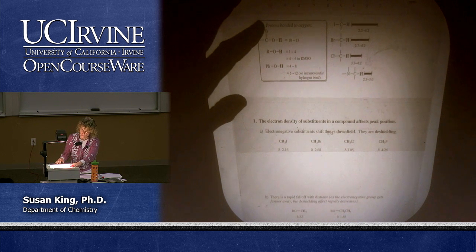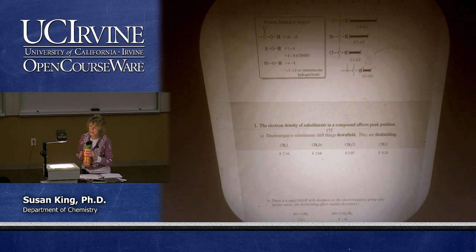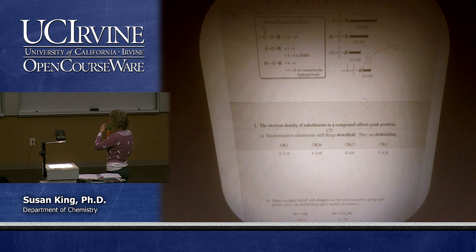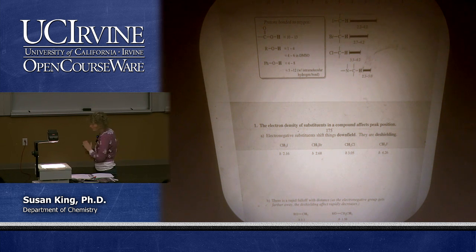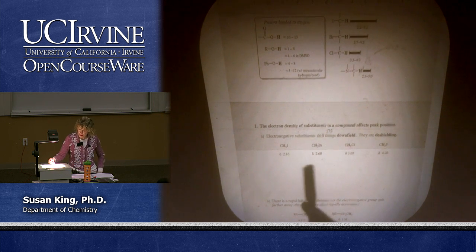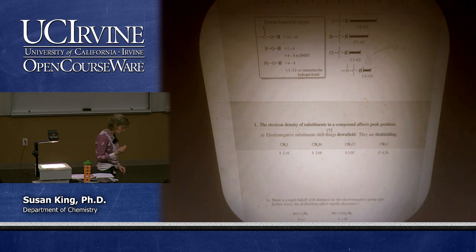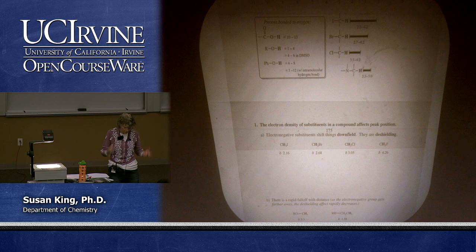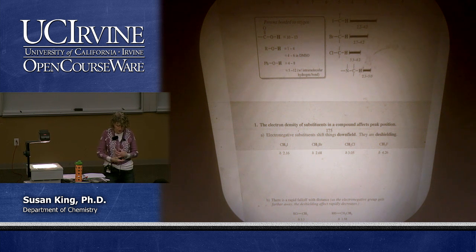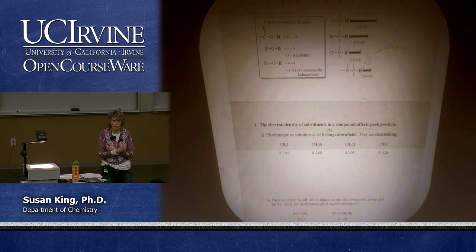Let's talk about where these numbers come from. The electron density of substituents in compounds affects peak position. Electronegative substituents shift things downfield. They are de-shielding. Okay, so here's our analogy. We're in the Arctic. We have our fur coat on. We have electron density around us. That's the fur coat protecting us from the full cold, or the full magnet. That's what we're using for the analogy.